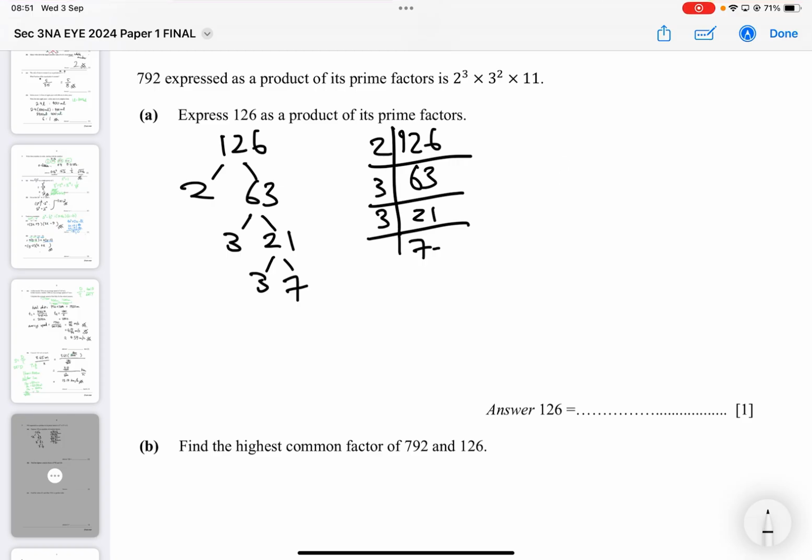Okay? Then we can say 126 is 2 times 3 square and 7. Just write these factors down. 126 is the same as 2 times 3 times 3 times 7. Okay?